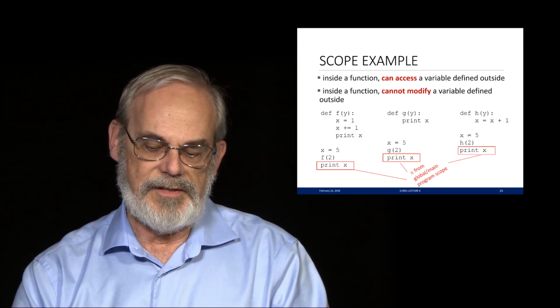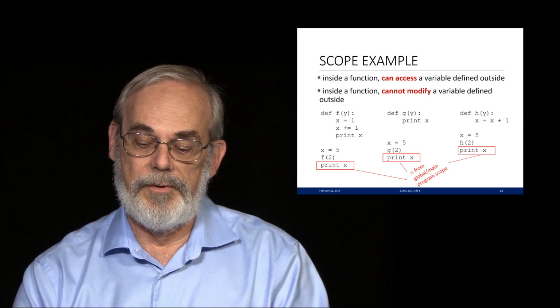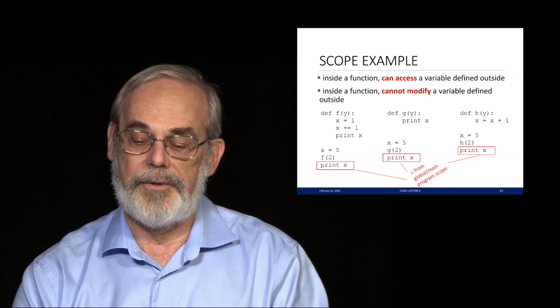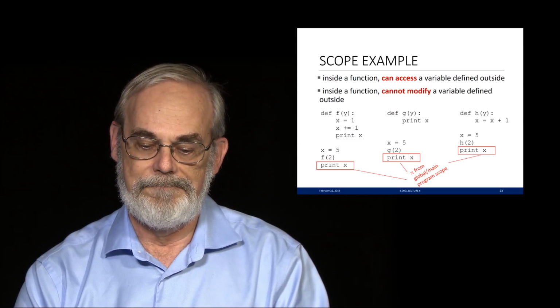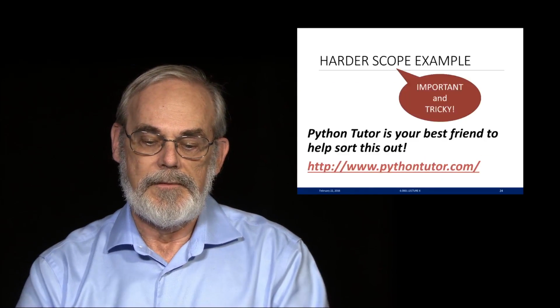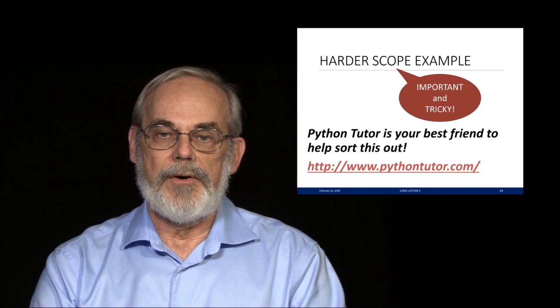And in each case, as I said, the x comes from the global or main program scope when I print out this value at the bottom down here. Okay. I'm going to show you one more example of scoping.